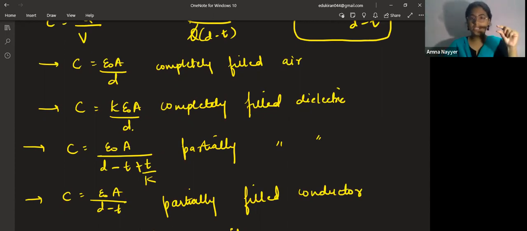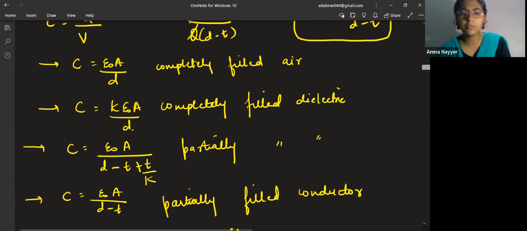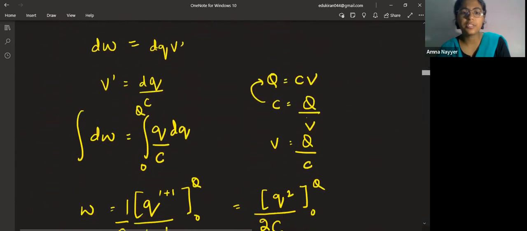That is, if the thin strip which we were filling with dielectric is instead replaced with a conductor, then the partially filled capacitance will be epsilon naught A divided by D minus T, where T is again the thickness of the conductor. T can be the thickness of the dielectric slab or conductor, whatever is given. Accordingly, you have these formulas. These formulas you have to remember because these are the basics of it.